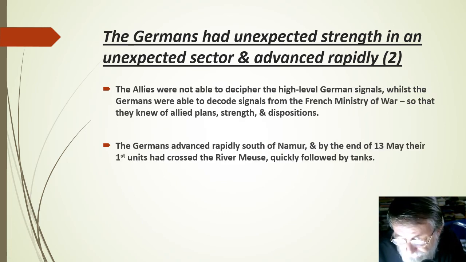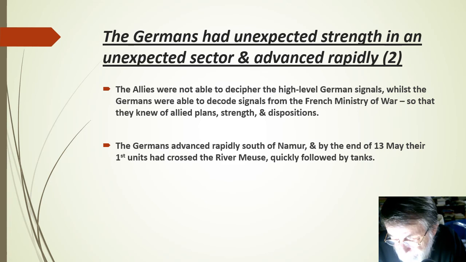Nor were the Allies able to decipher the high-level German signals, whilst the Germans were able to decode signals from the French Ministry of War, so that they knew of Allied plans, strength, and dispositions. Thus the Germans were able to attack weak sectors of the French front.